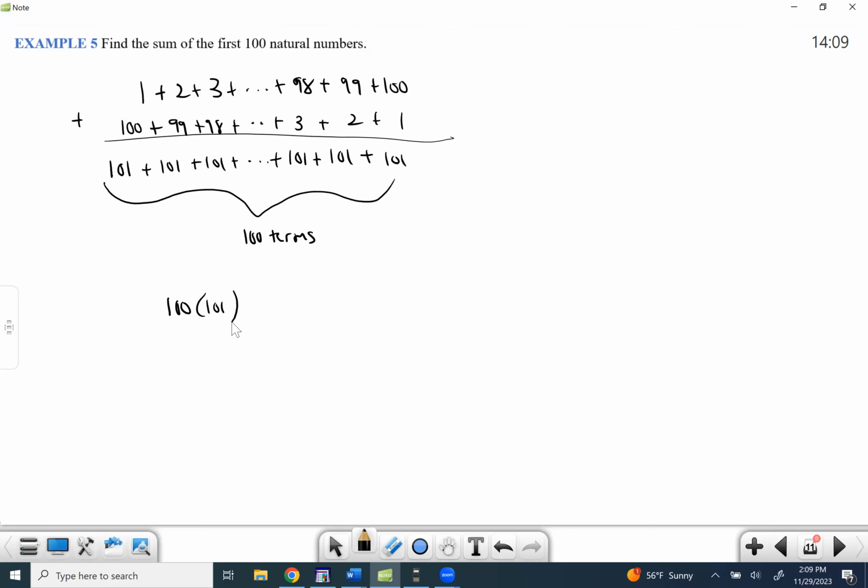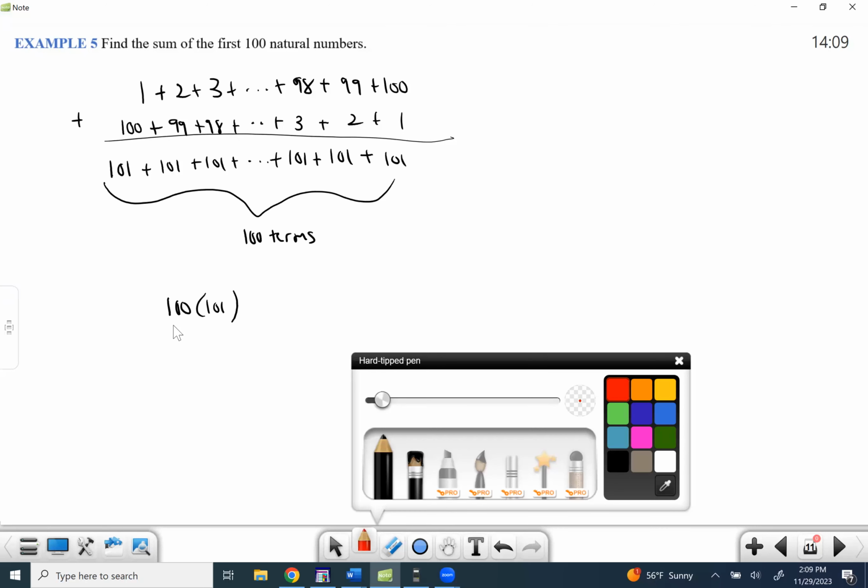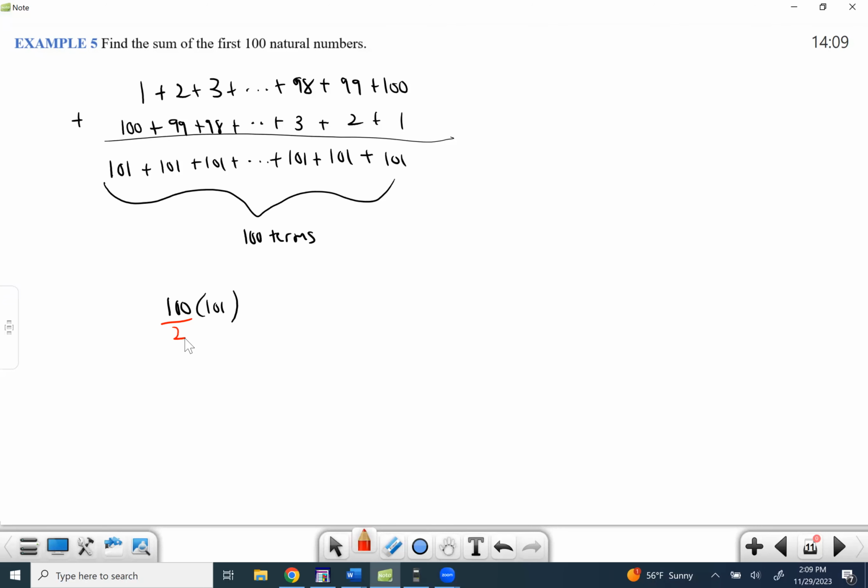Now, don't forget though, the only issue is that's not your answer, because we actually added it twice, because we added it onto itself backwards. So this is really double what we want. So don't forget that when you get done, you do need to divide it by 2, okay?